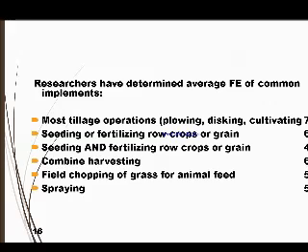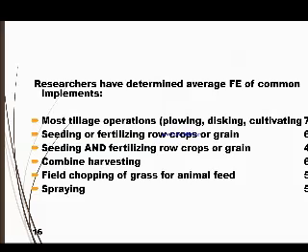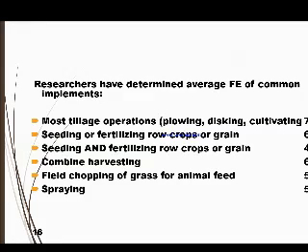Alright, the common values of field efficiency of implements. For example, for tillage operations such as plowing, disking, and cultivating, the range is between 75 to 90%. Seeding with fertilizer for grains or crops is between 45 to 80%, with seeding and fertilizing for row crops counted at the lowest, about 45%.